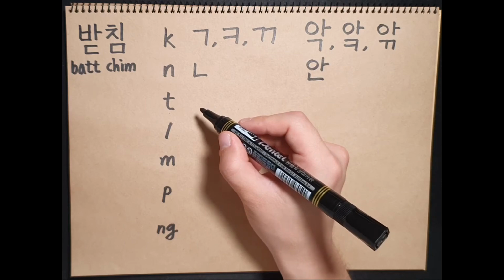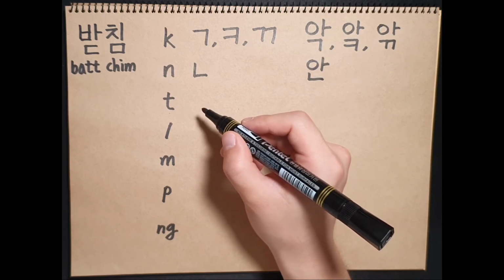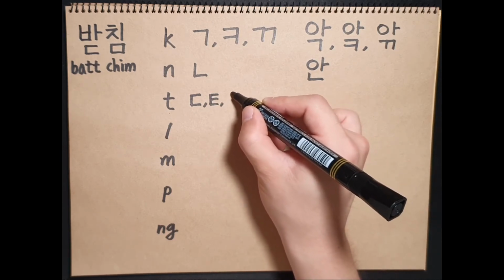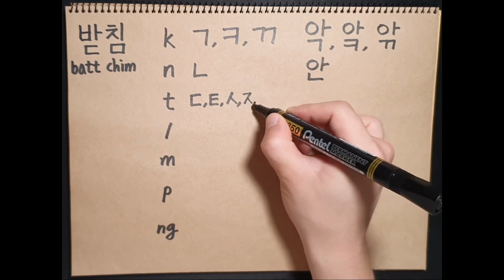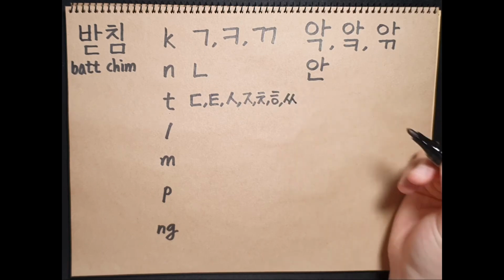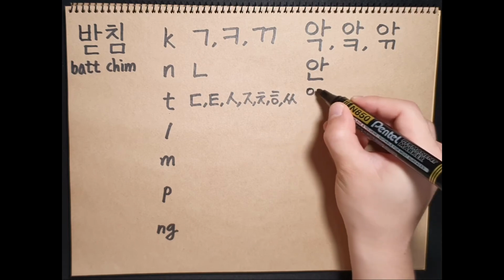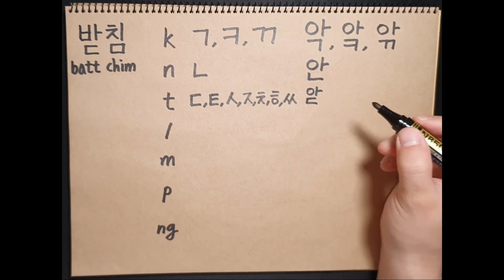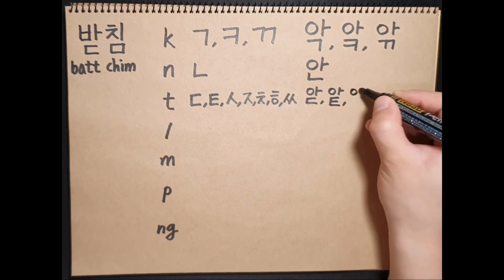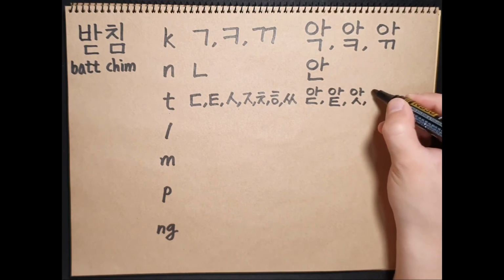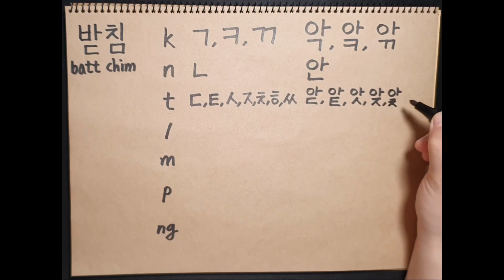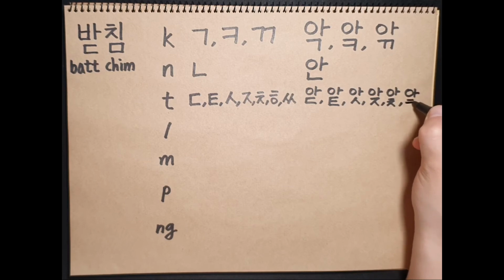The next Korean alphabets that have the ending sound of T in English are 디귿, 티귿, 시옷, 지읒, 치읓, 히읗, and 쌍시옷. Combined with A, it becomes 앗.